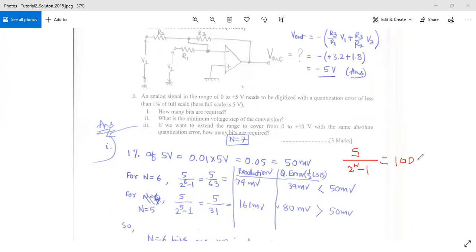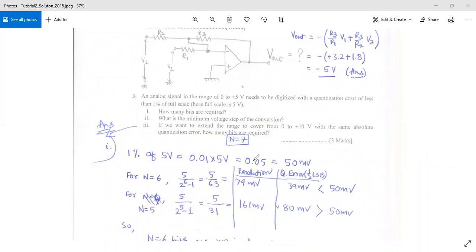So 100 millivolt, or we just write 100 times 10 to the power of minus 3, and we solve for n. Once we get the approximate n, we substitute that and find our resolution and quantization error. If that meets our requirement, that is fine. Or else we need to increase n by one or decrease by one. That is the proper calculation method.